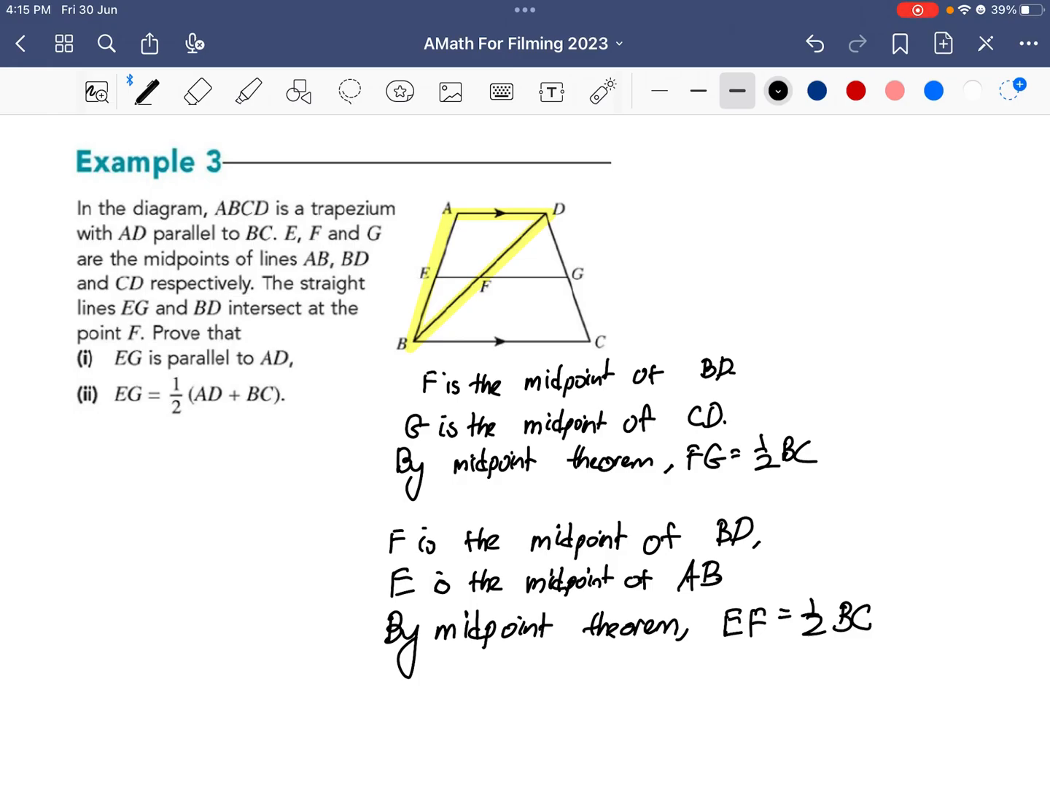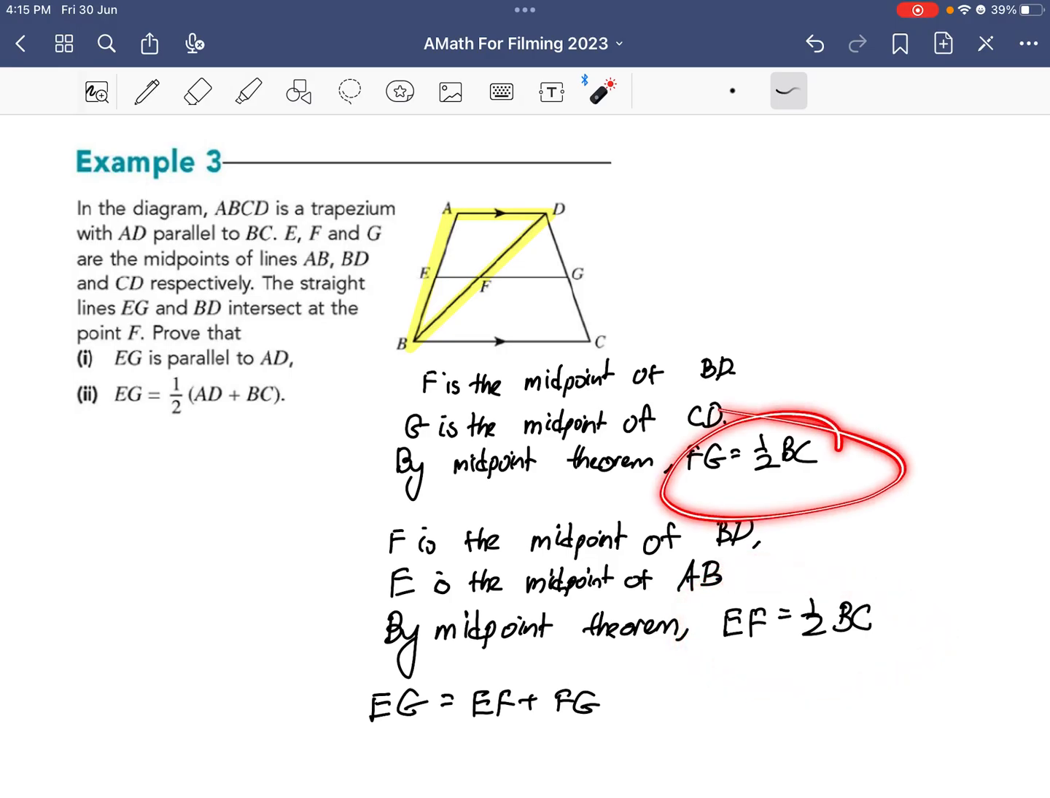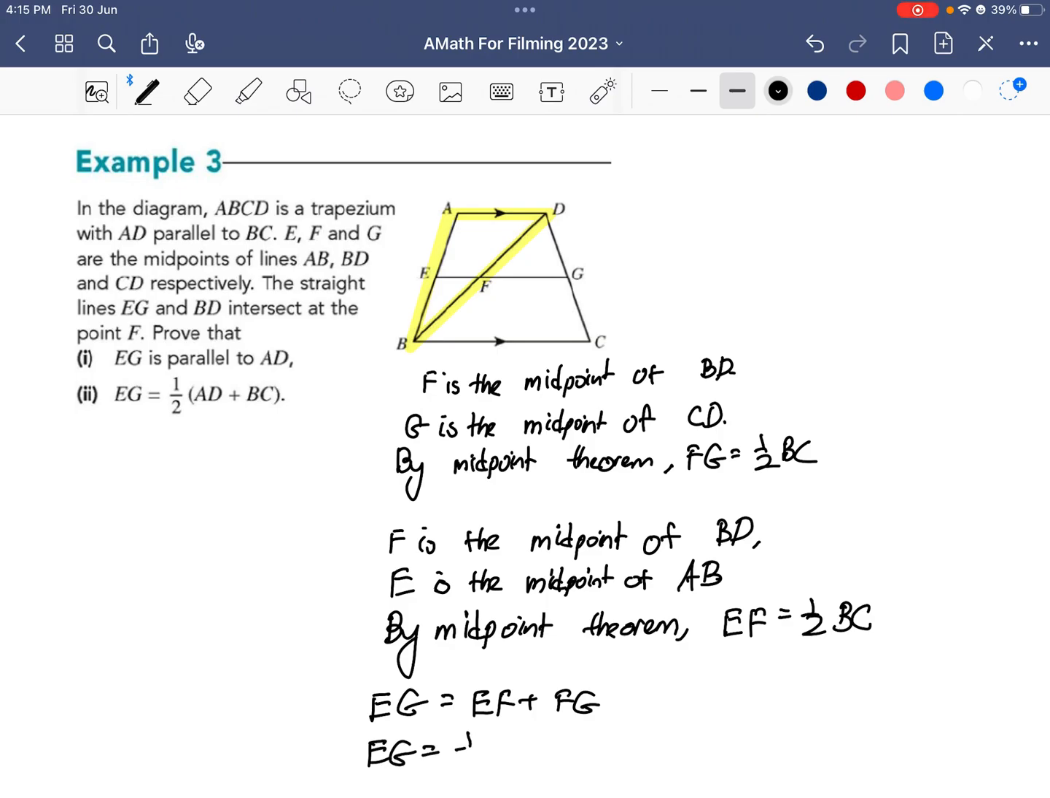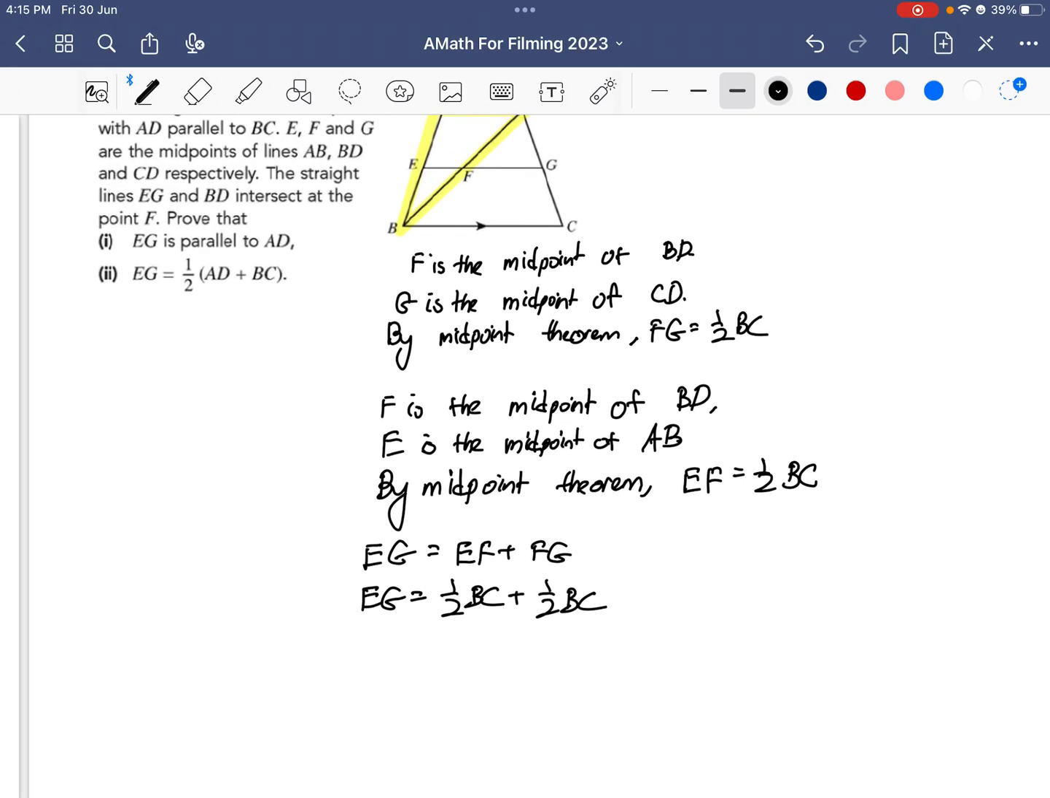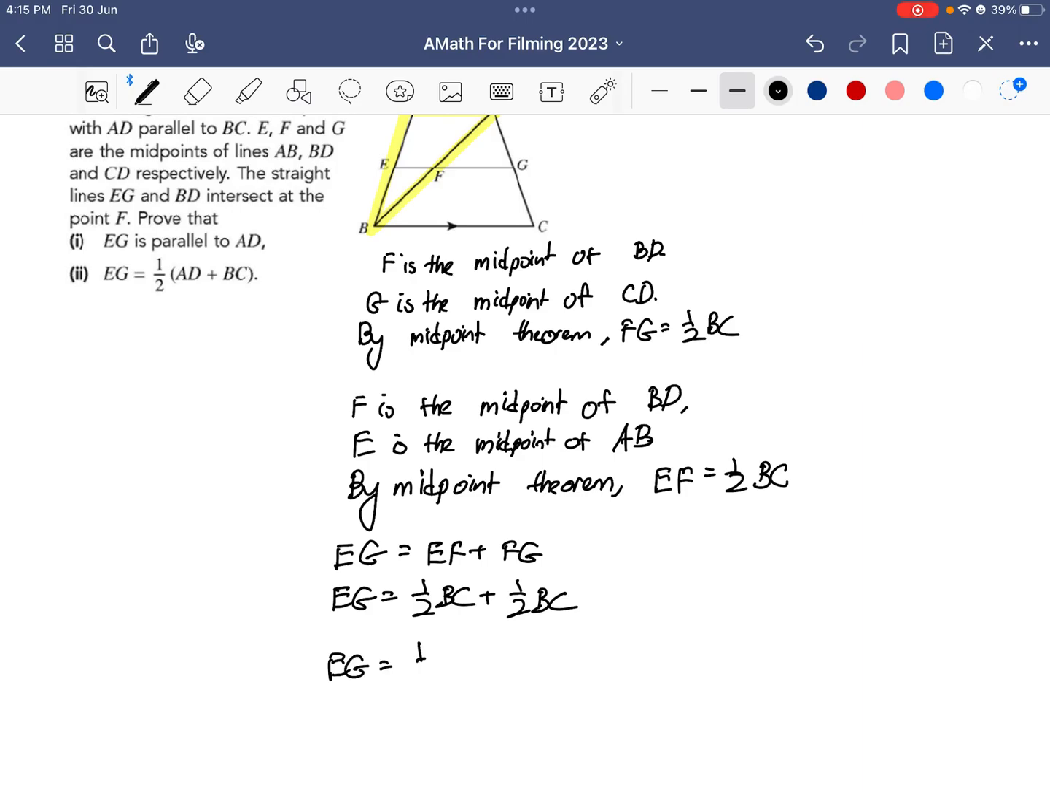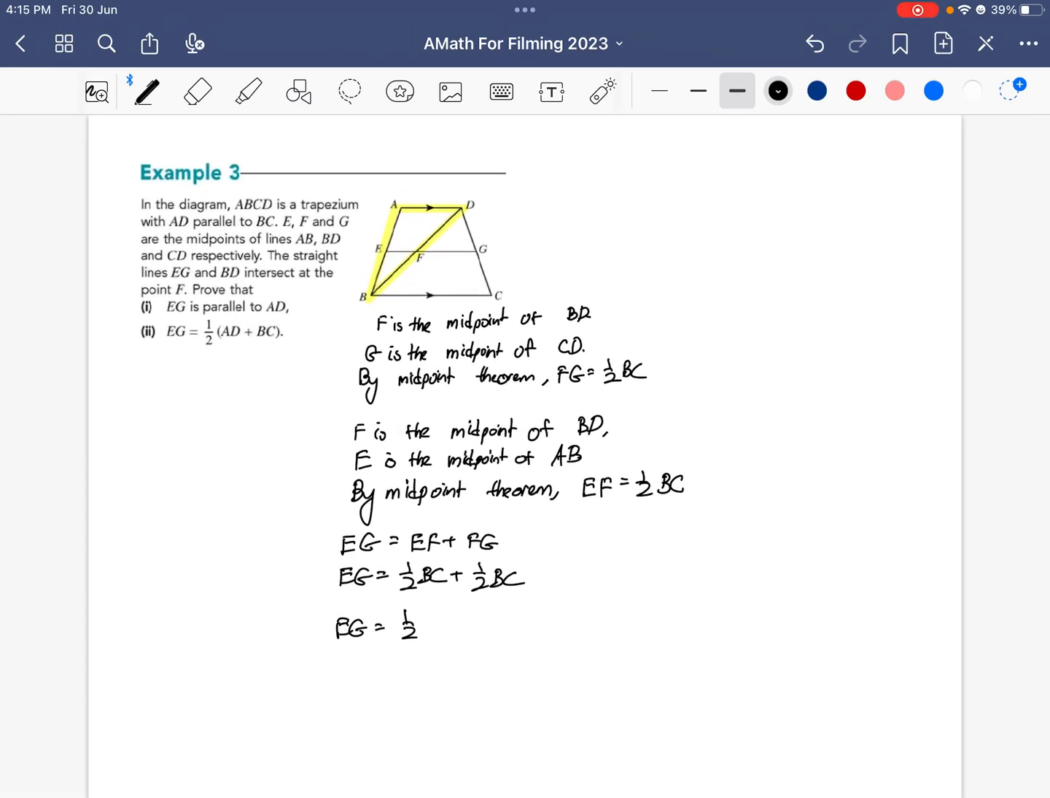Now, if I want to find EG, what is EG? If you think about it, EG is made up of two parts, EF plus FG. So I can say that EG is EF plus FG. Do I have EF and FG? Yes, I do. I have EF, I have FG here. So EG is equal to EF, which is half of AD, plus FG, half of BC. EG is equal to half of AD plus half of BC.